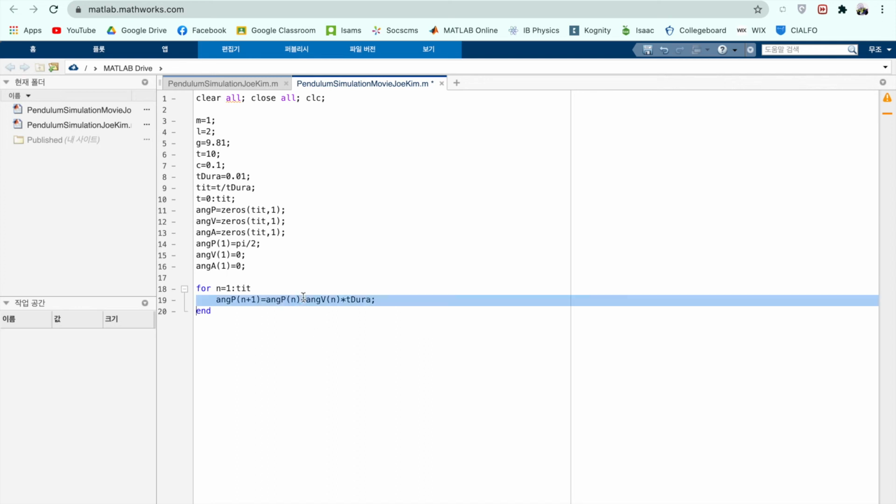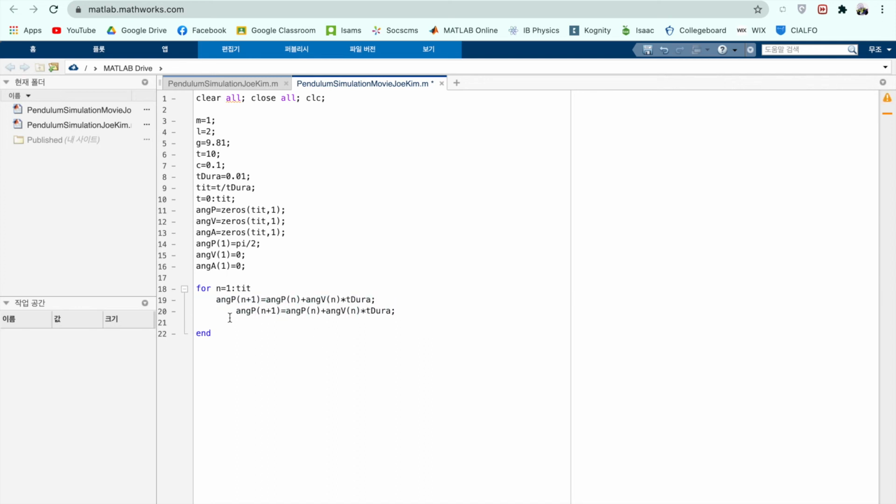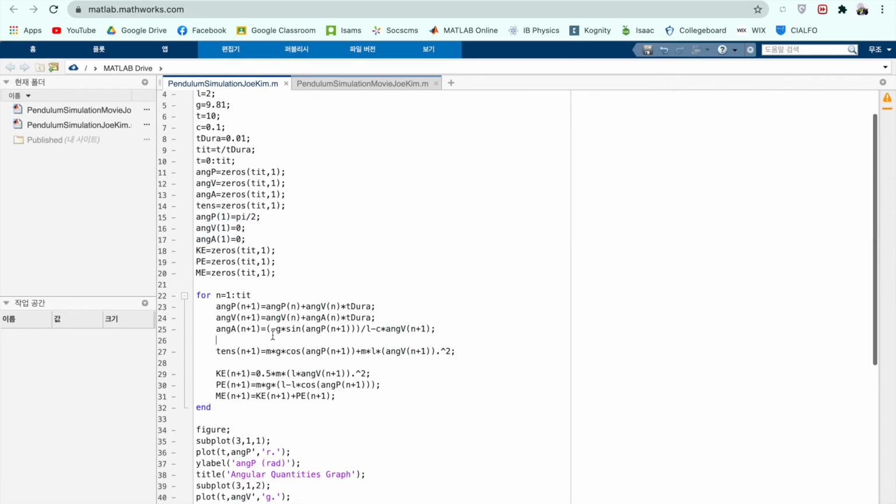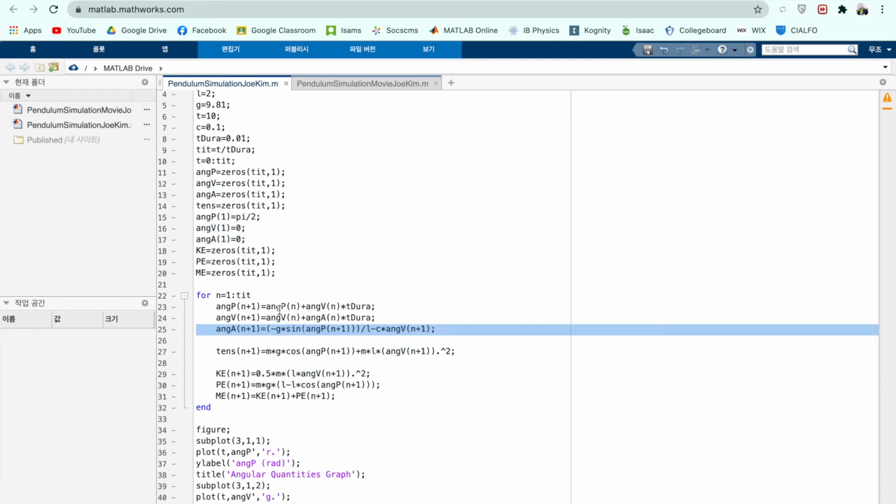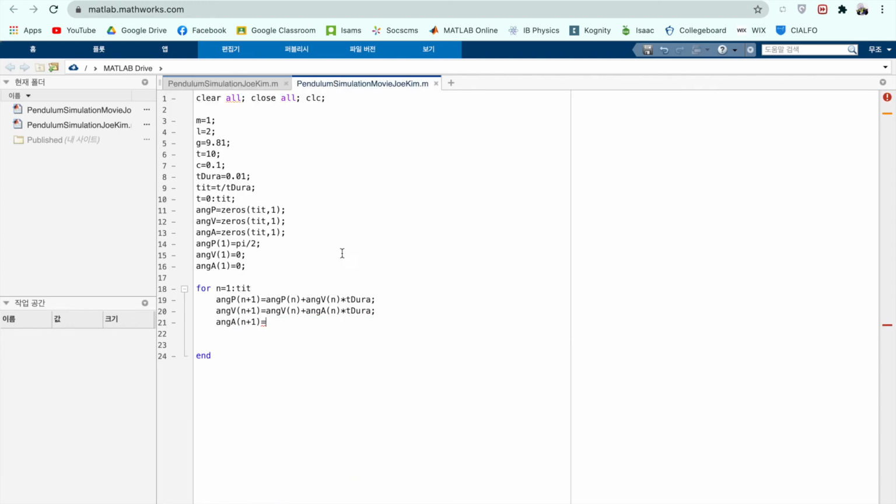And then we do the same thing for velocity and acceleration. This is going to be velocity, this is going to be acceleration. And for acceleration, now we do a different thing. We use the equation we got over here. So I'm just going to copy what we have here. I could have copied all of them, but yeah.